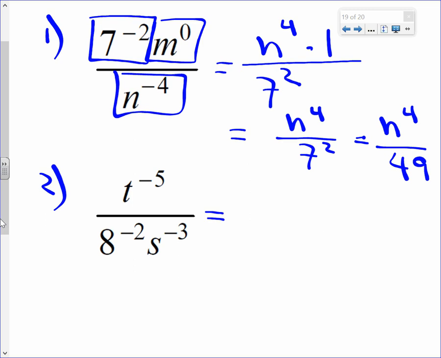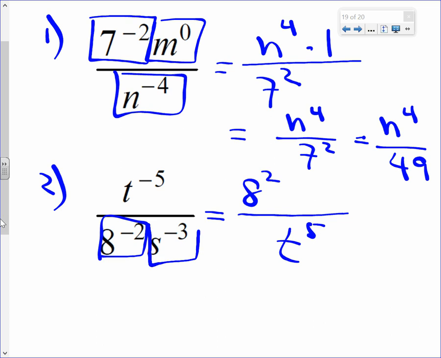Okay, so let's see. Number 2 has nothing but negative exponents. So this is all going to be rule 2. Let me write my fraction bar. I got t to the negative 5th power, which will go to the bottom of the positive 5 power. 8 to the negative 2 will go to the top of the positive 2. S to the negative 3 will go to the top of the positive 3. We're pretty much done now.